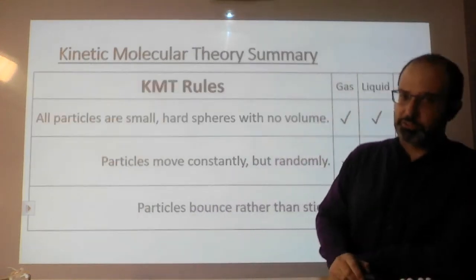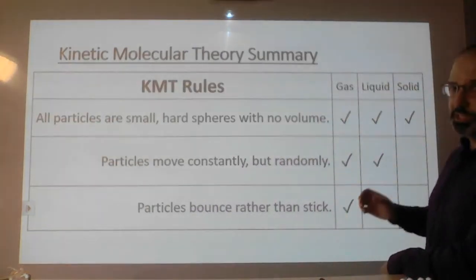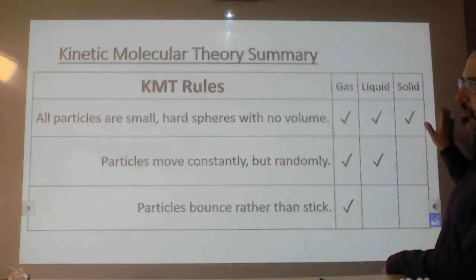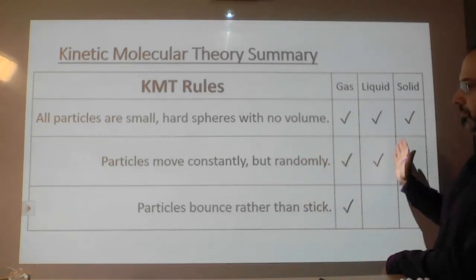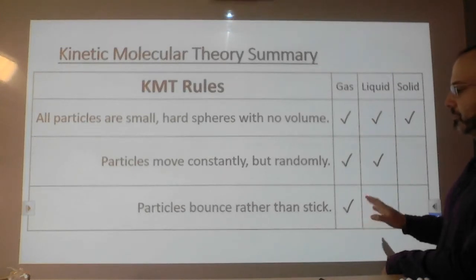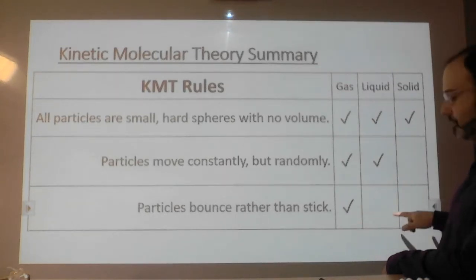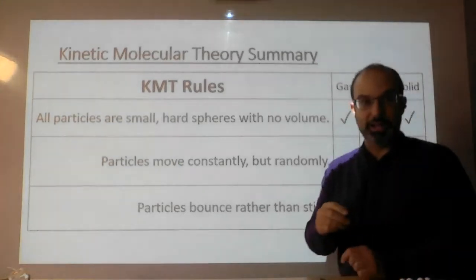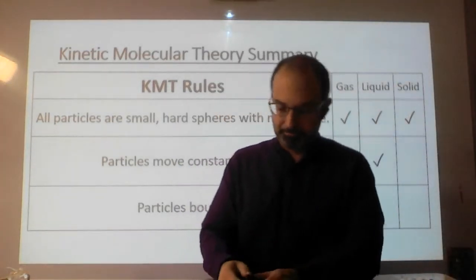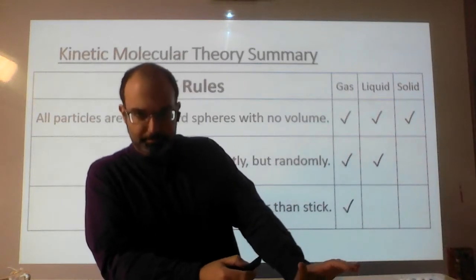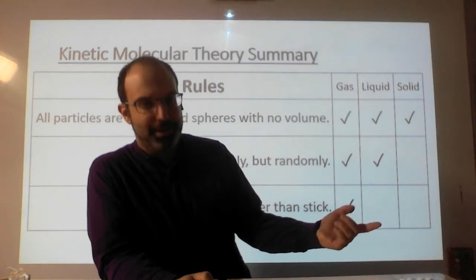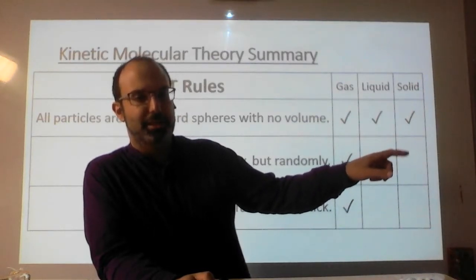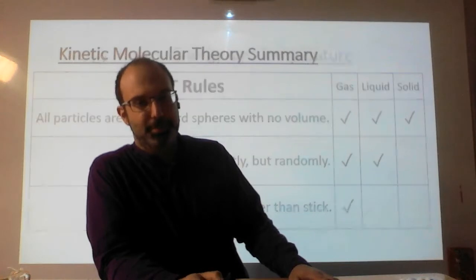First, let's summarize all of this. What we see here is that all of the particles are small, hard spheres with no volume. Some of them, 2 of them, move constantly but randomly, and only really the gases bounce rather than stick. The other 2 are very sticky. It's kind of why they exist as liquids and solids in the first place. Now, I mentioned that the solids will still move. They do still move, so it's like they're partially ticking this box, but they don't move much.